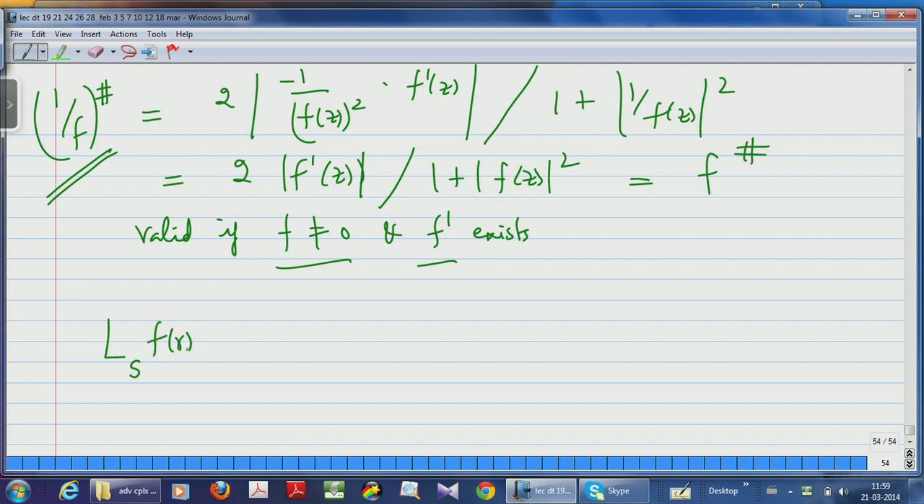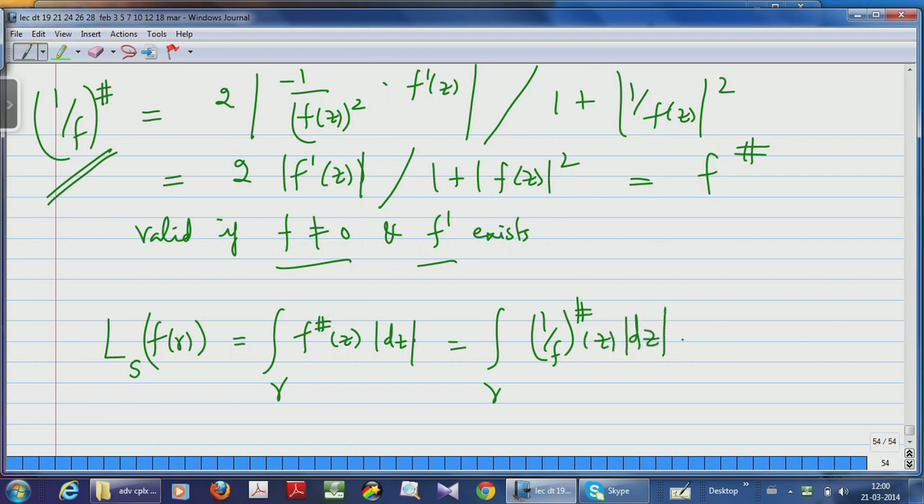One of the important things is that if you take the spherical length of f of gamma, this is by definition an integral over gamma f hash of z mod dz, and since f hash is 1 by f hash, this is also the integral over gamma 1 by f hash of z mod dz, and this is by definition the spherical length of 1 by f of gamma. And f of gamma and 1 by f of gamma only differ by an inversion, and under an inversion the spherical length should not change, so it's correct. So this way also you see, whether you calculate the spherical derivative for f or for 1 by f, there is no difference.